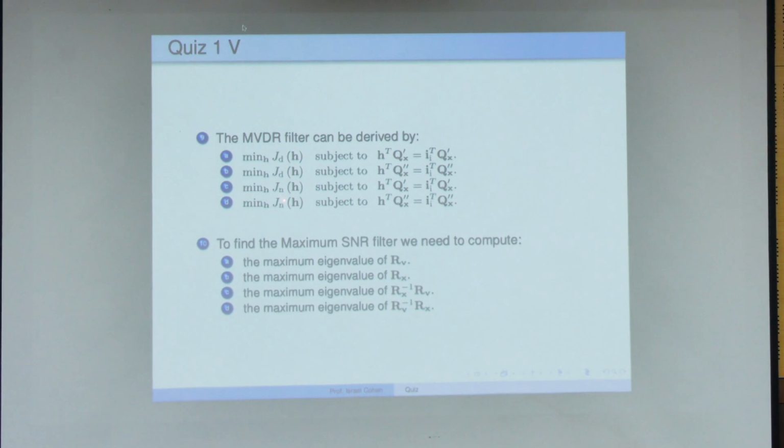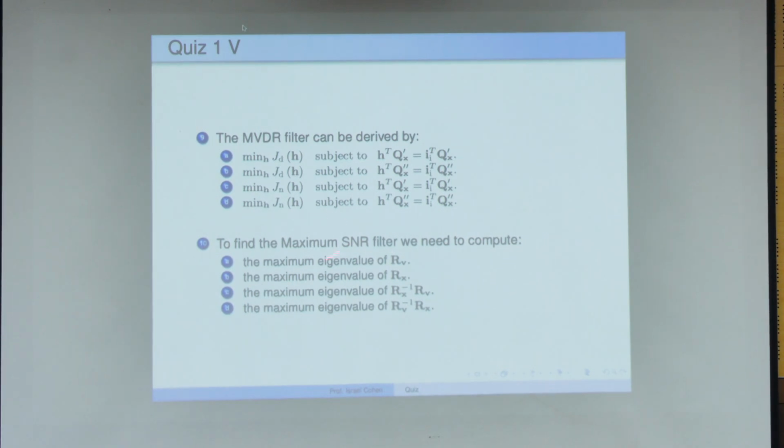It minimizes JN. Now, regarding the constraint, subject to, so this is the signal subspace. So this is the distortionless constraint. So C, correct. Okay? Number 10.